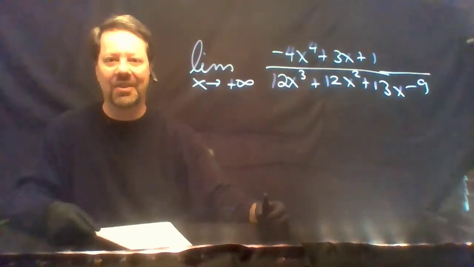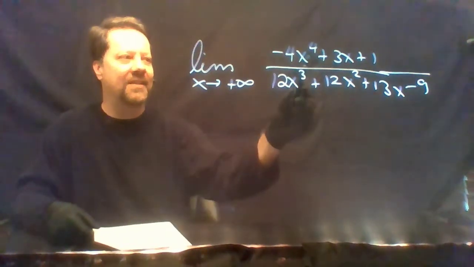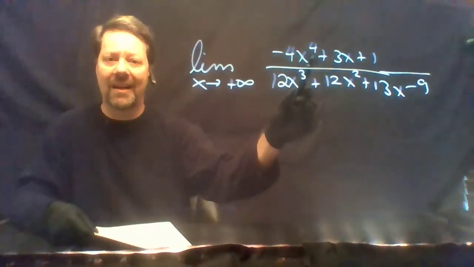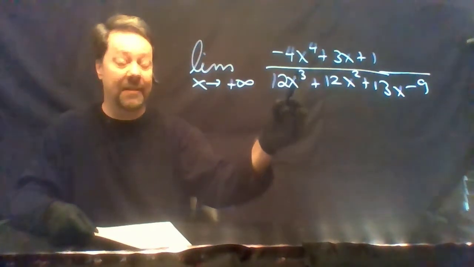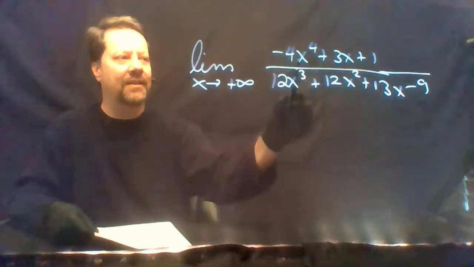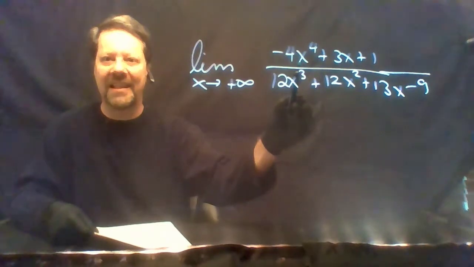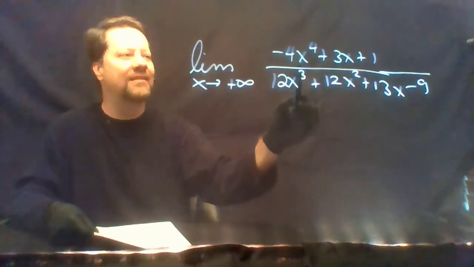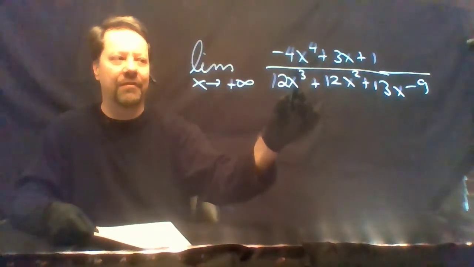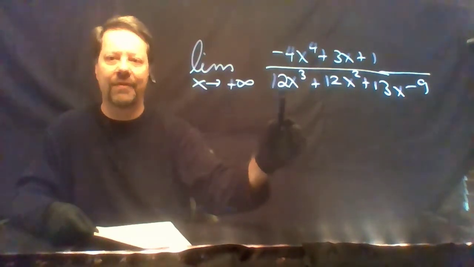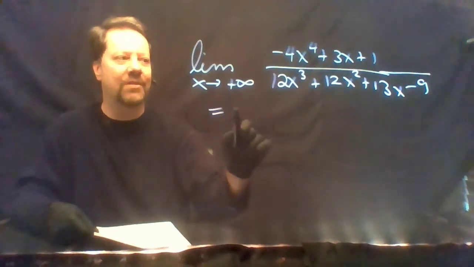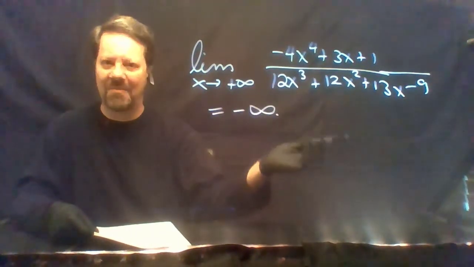Only the leading terms matter, and since the degree in the numerator is higher than the degree in the denominator, this will go to plus or minus infinity. We just have to figure out which. Since we have a negative coefficient here and a positive coefficient on the x cubed, the answer will be minus infinity.